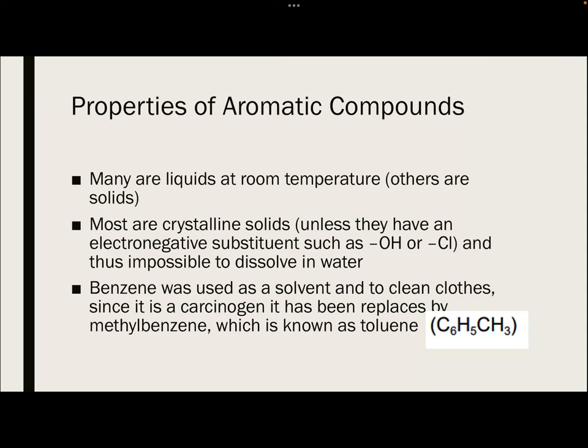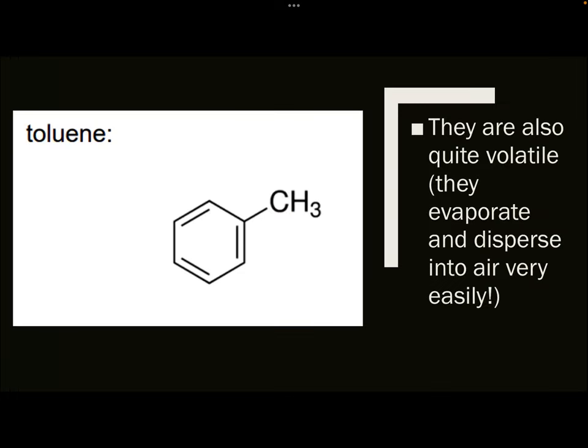There are some properties of aromatic compounds. Many are going to be seen as liquids at room temperature, but others are solids. Most are seen as crystalline solids unless they have an electronegative substituent, which is attached as an OH or Cl. Because of that, they're impossible to dissolve in water. And benzene, in typical everyday life, is used as a solvent and is used to clean clothes, but because it is now considered a carcinogen, it has been replaced by methylbenzene, which is known as toluene, which is what we've seen in the past few slides.